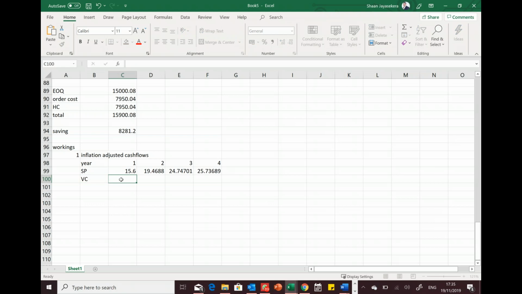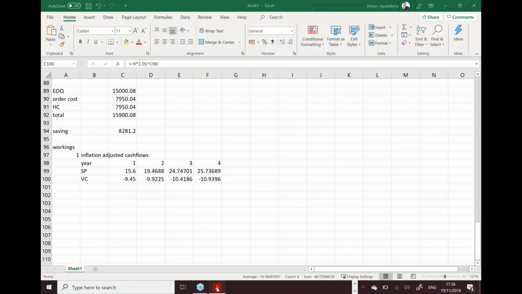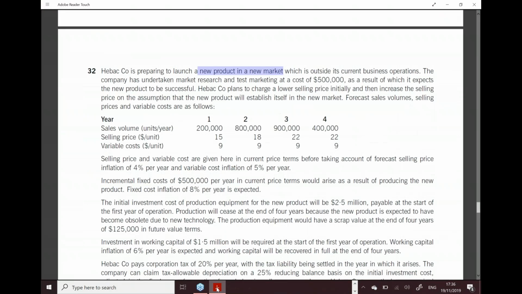So the variable cost inflation will be, so the variable cost, that's easy, that's a constant 9 and that's growing at 5%. So I can do this. I'll take it as a minus because it's a cash outflow. That into 1.05 now to the power of 1. So if I drag this across, it will be multiplied by 2, 3, 4 and so forth. So it will look like that. Okay, it's 5%, yeah.